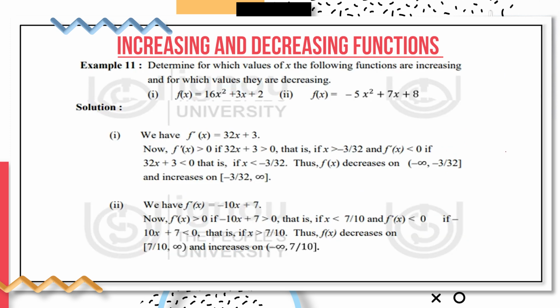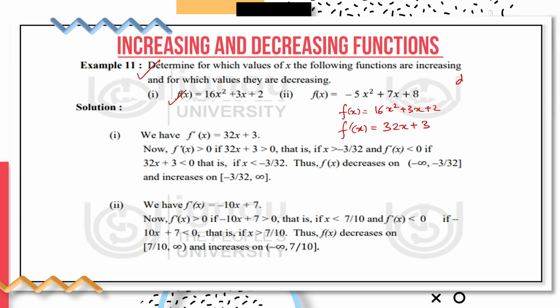Now we are supposed to apply this understanding to solve some more numericals. The question here is: determine for which values of x the following functions are increasing and for which values the functions are decreasing. The first function given to us is 16x^2 + 3x + 2, and we determine the derivative. So, f(x) is 16x^2 + 3x + 2, and the first derivative f'(x) turns out to be 32x + 3.